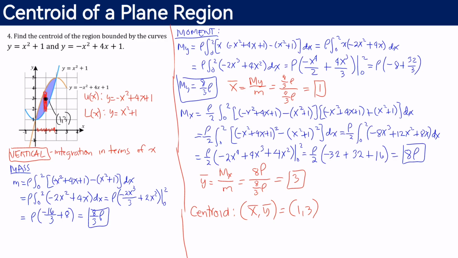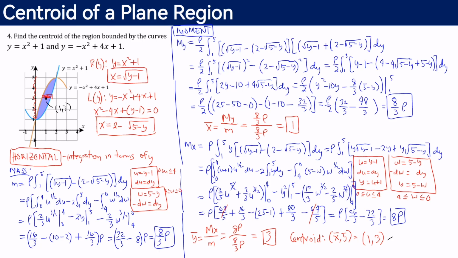For problem number 4, I also did the two techniques, the two methods. First, using vertical rectangles, I got the centroid (1, 3), so it's this point here. Okay, I also tried to solve it using horizontal rectangles, which worked also. The centroid is the same, (1, 3), of course. This is the centroid of this region, (1, 3).